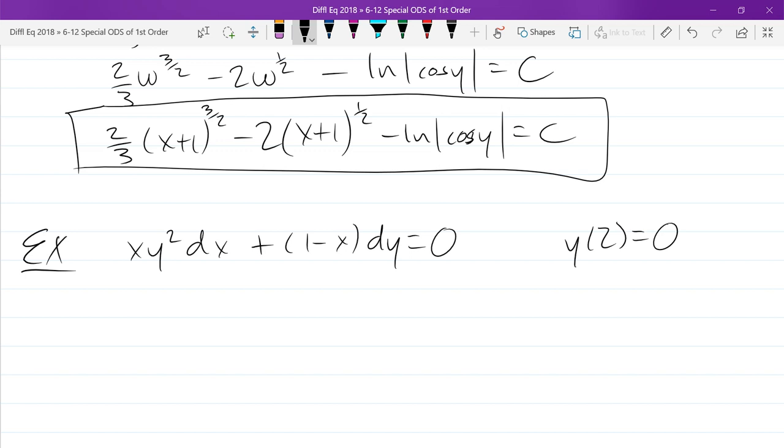So let's just write down exactly what x and y are. When you see y of 2 equals 0, which is x, 0 or 2? 2 is our x, and that means 0 is our y. So our x, y are 2, 0. So separate this back out and solve it.